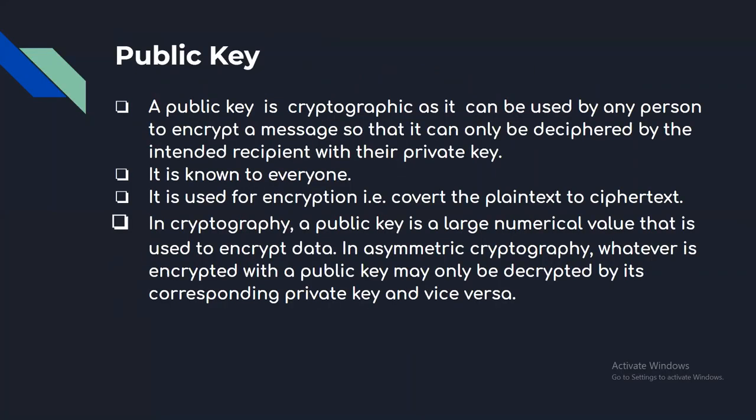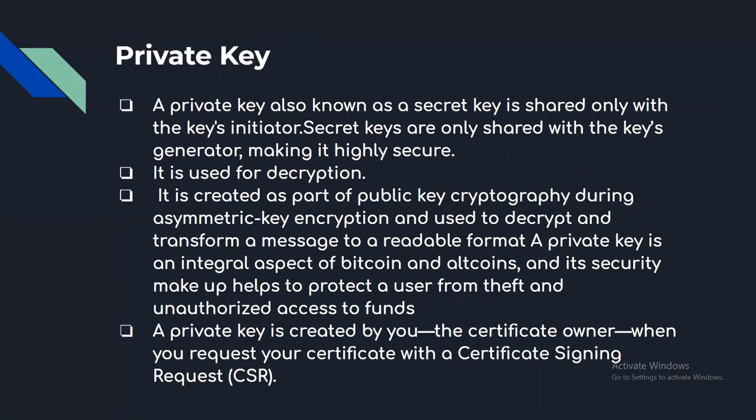What do you mean by public key? A public key is a cryptographic key that can be used by a person to encrypt a message, and that could be deciphered only by the intended recipient, at the receiver side, using the private key. This public key is known to everyone, and it is used for encryption. That means we convert the plain text to the ciphertext, as I showed you in that picture. Though a public key is a large numerical value, it is used for the encryption of data. I'll tell you how in the next few slides. So in asymmetric cryptography, we have encryption using the public key and decryption using the private key.